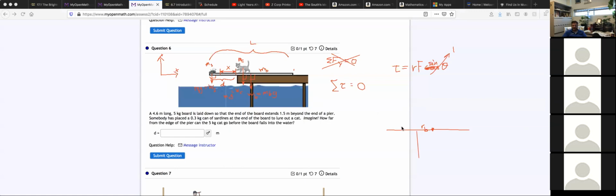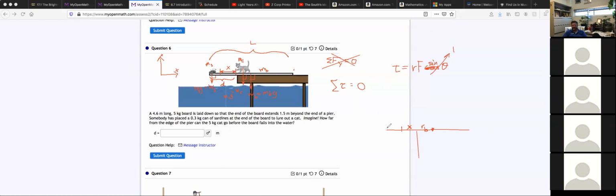Let's see if I can make this happen. There we go. Come on, dumb thing. Why does this thing struggle so much? I have no idea why Zoom is struggling so much, but it is.